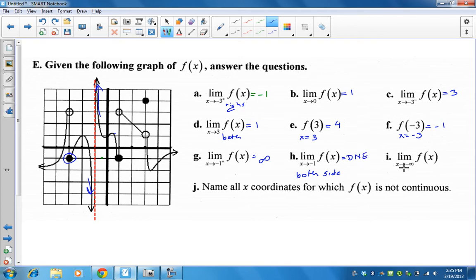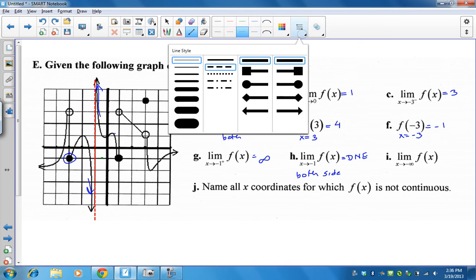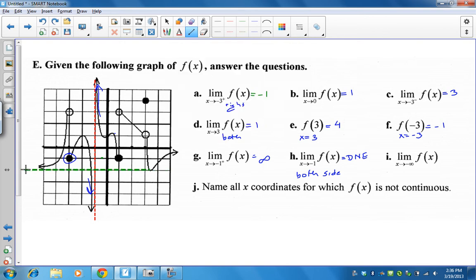Number I, as x approaches negative infinity. Well, that means what does this function look like it's doing as we go forever to the left? As I keep going further and further left, what I tried to do in this graph is show that this thing is starting to level out. It comes down, but then it levels off at a y value of -2. It looks a lot like I have a horizontal asymptote right here as I go towards negative infinity. So I would say this answer is -2 because that's where we're leveling off.